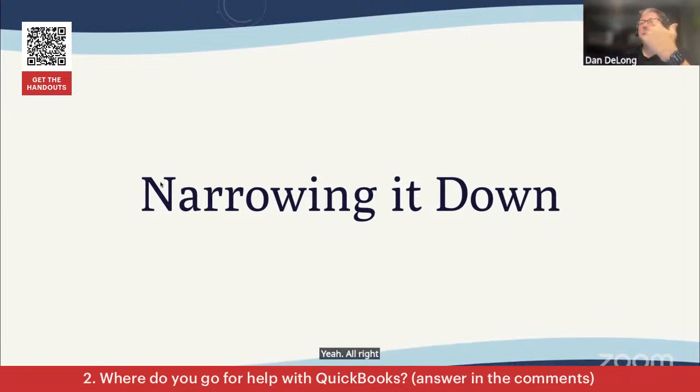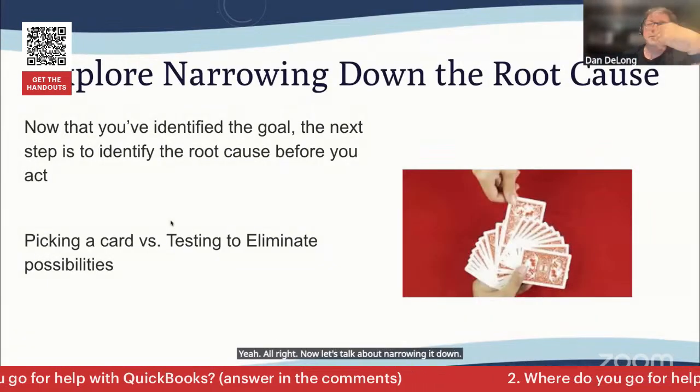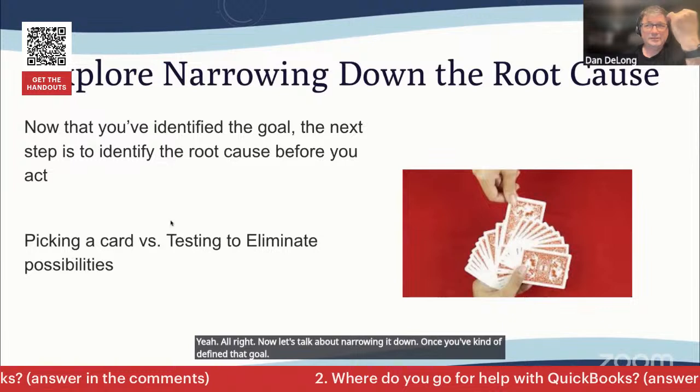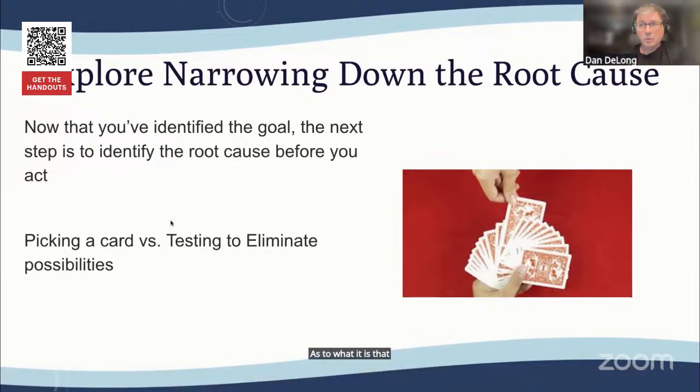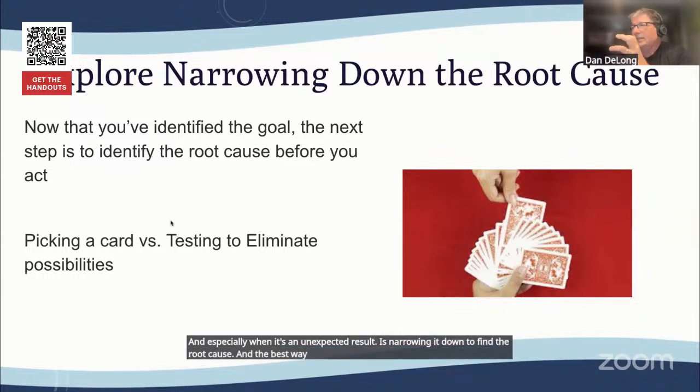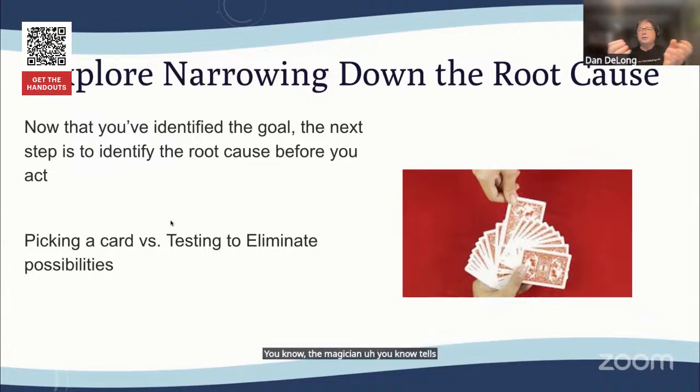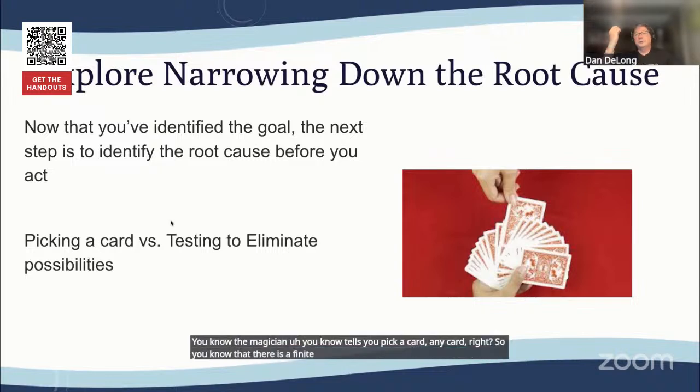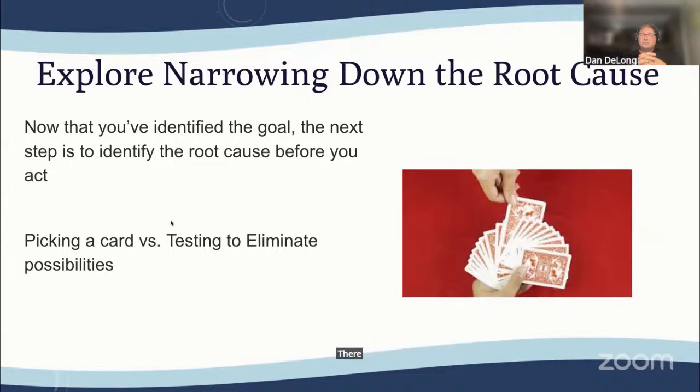Now let's talk about narrowing it down. Once you've defined the goal, what they're looking to actually do, and especially when it's an unexpected result, you narrow it down to find the root cause. The best way I can explain this is picking a card. The magician tells you, pick a card, any card. You know there is a finite number of cards in the deck, so there are potentially 52 answers to what card you picked.